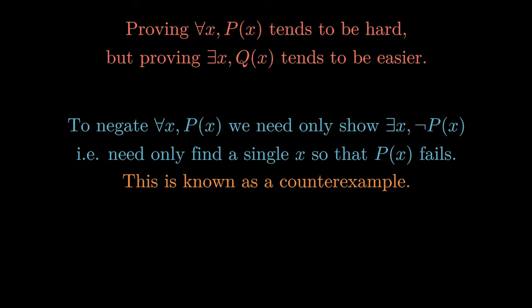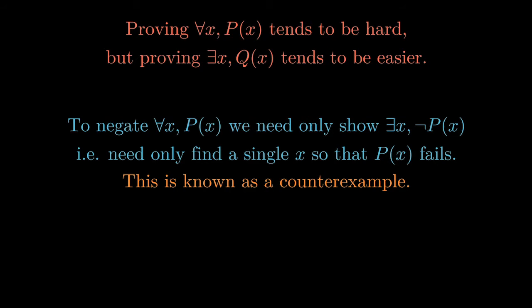For example, consider the statement for all x in the reals, x is greater than 1. This statement is false, and to show it is false, we just need a single x where it fails. So take 0. 0 is not bigger than 1. Therefore, the theorem fails. Another example is the statement for all integers n, n is even. But again, we can disprove that by giving one counterexample, and of course the number 1 is not even.